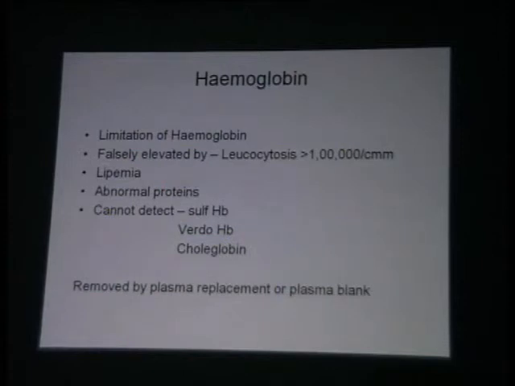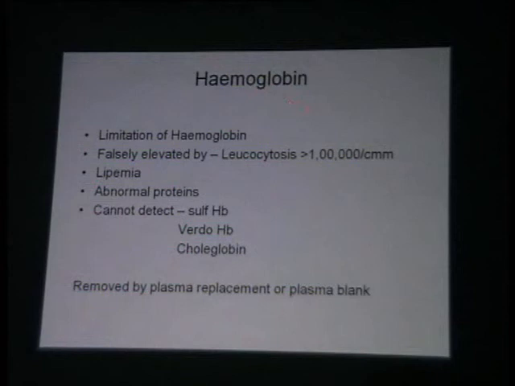Although some of the higher end machines these days are giving you immature granulocytes, nucleated RBCs, toxic changes, yet most of us are using 3-part differentials which are incapable of giving that.